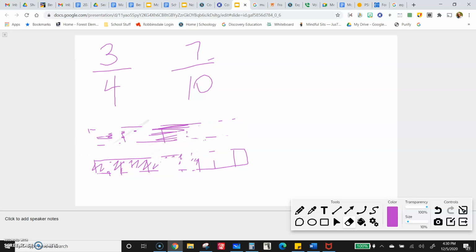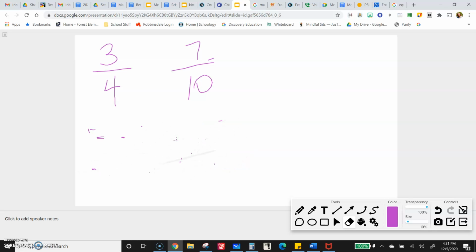So let me show you what I have to do sometimes. Sometimes I need to write them with what we call a common denominator. So 4 and 10 are not the same denominator, right? Well, I want to rewrite these. What's something equivalent to 3/4? What's something equivalent to 7/10 that has the same denominator? So to do that, I'm going to think about, okay, what are my multiples of 4? Okay, those are some multiples of 4.